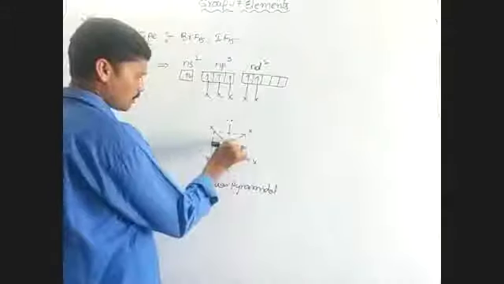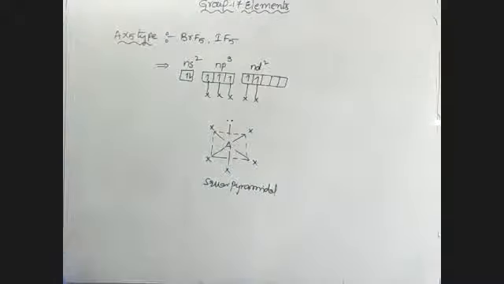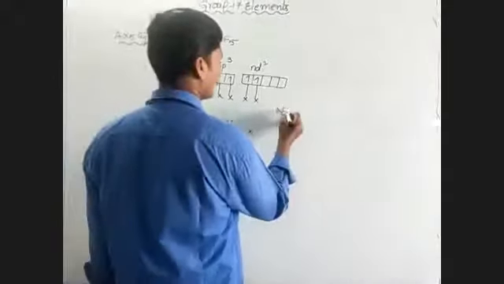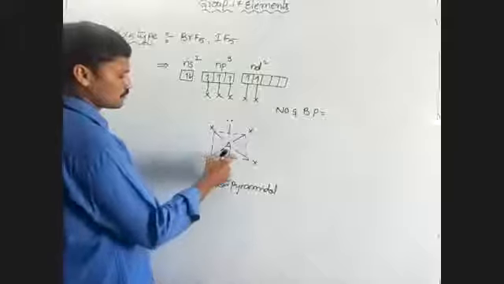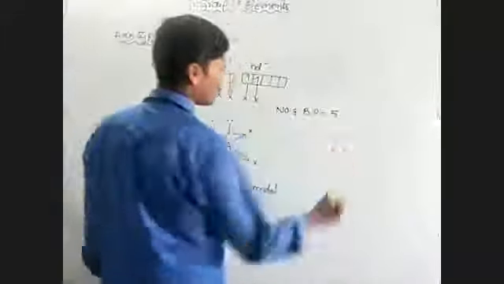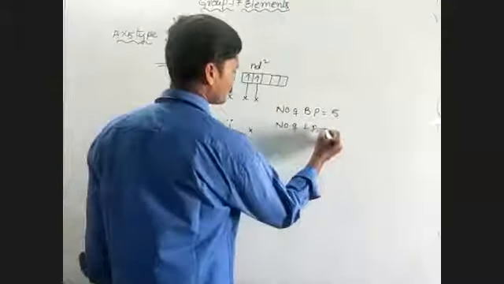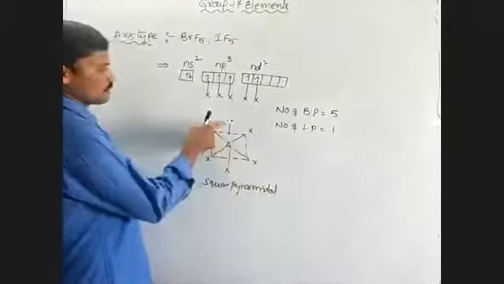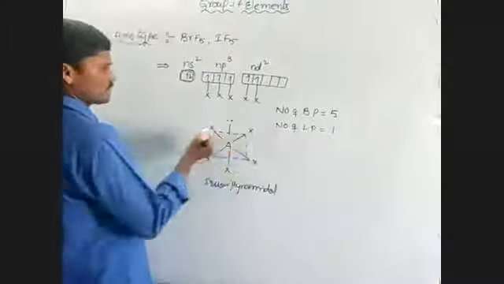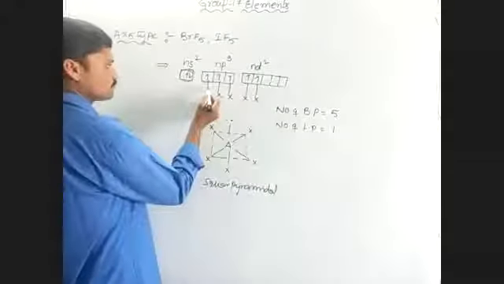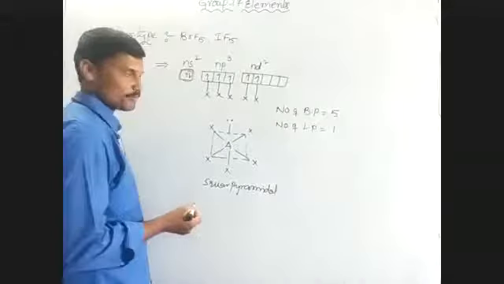Generally we take only the bond pairs here. So the shape is square pyramidal. In this compound, the number of bond pairs is 5. Number of lone pairs is 1, only one lone pair. Bond pairs 1, 2, 3, 4, 5. That is 5 bond pairs.